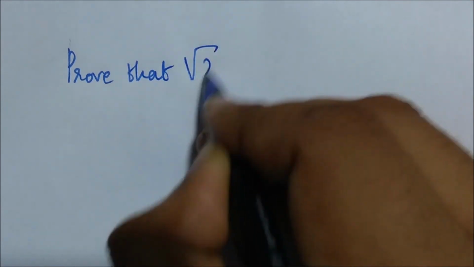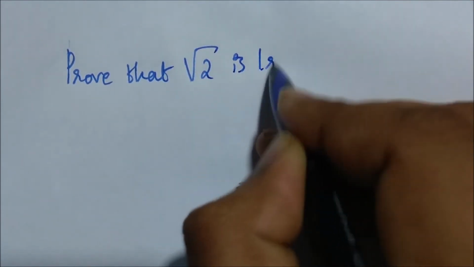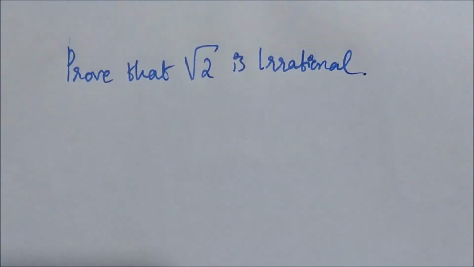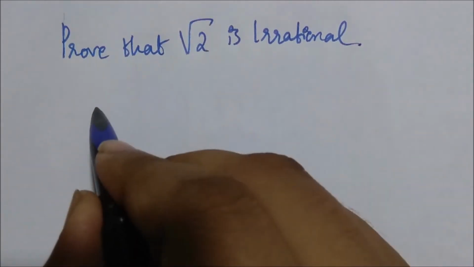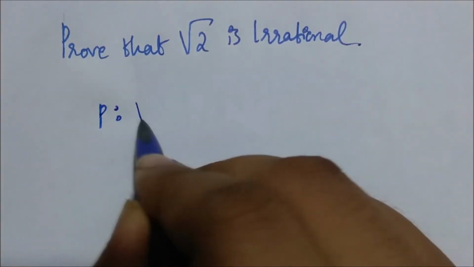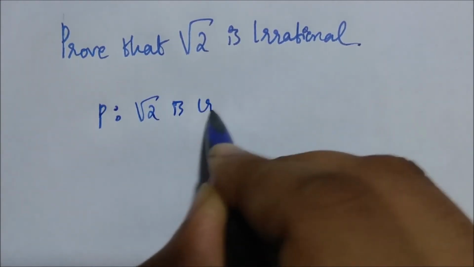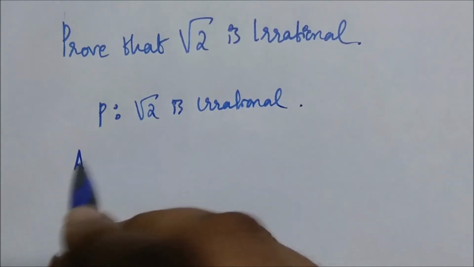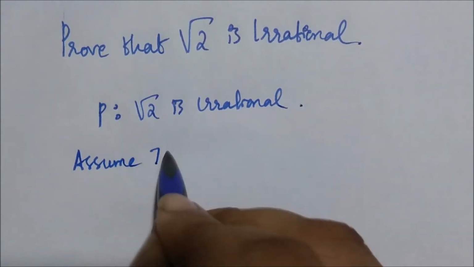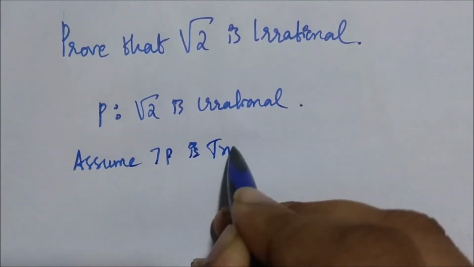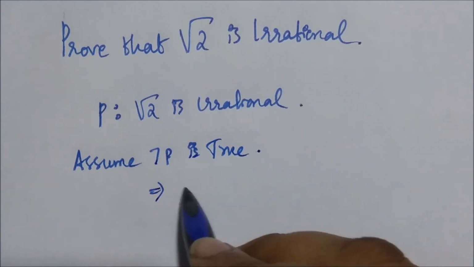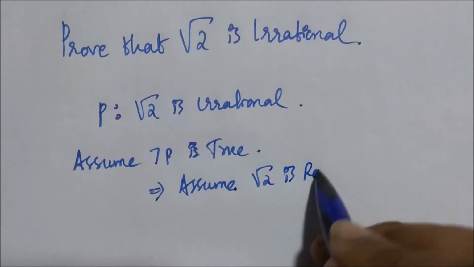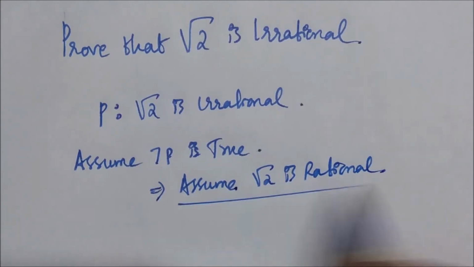Now, prove that root 2 is irrational using proof by contradiction. Alright, so the statement P is such that root 2 is irrational, right? Now, according to our proof by contradiction method, we assume that the negation of the statement is true. That is, we assume that root 2 is not irrational and root 2 is rational, right? So we assume root 2 is a rational number.